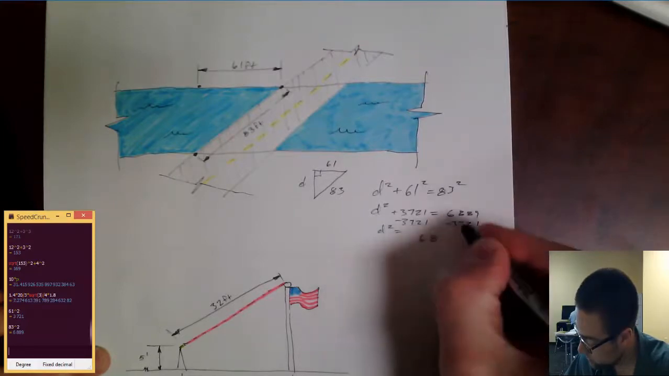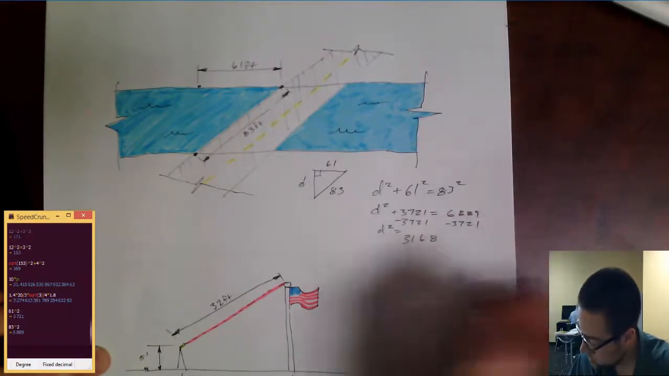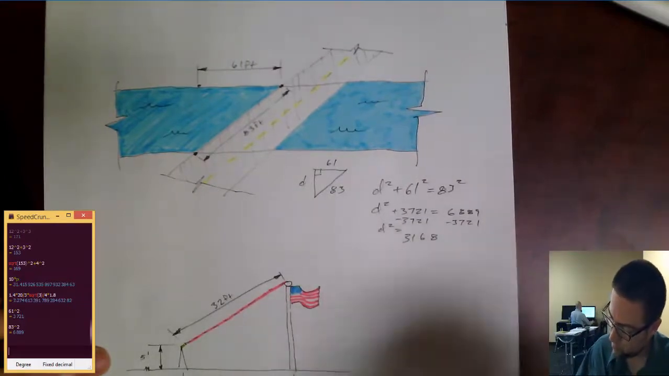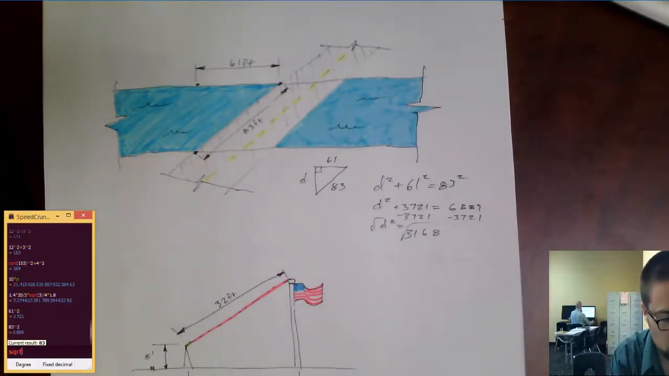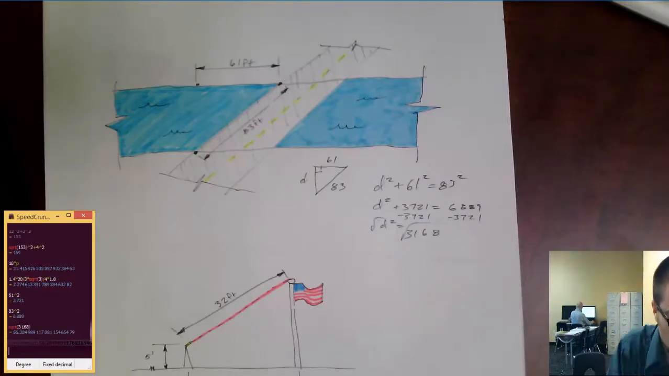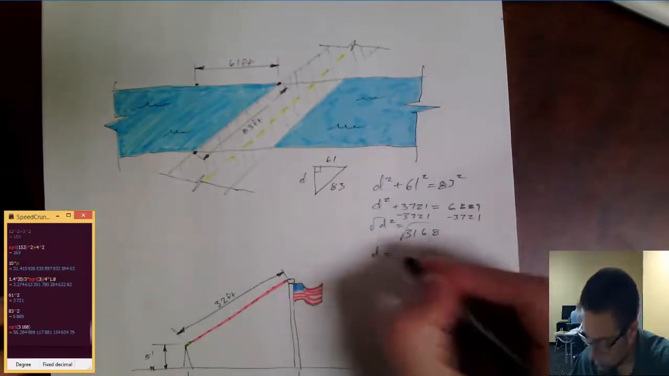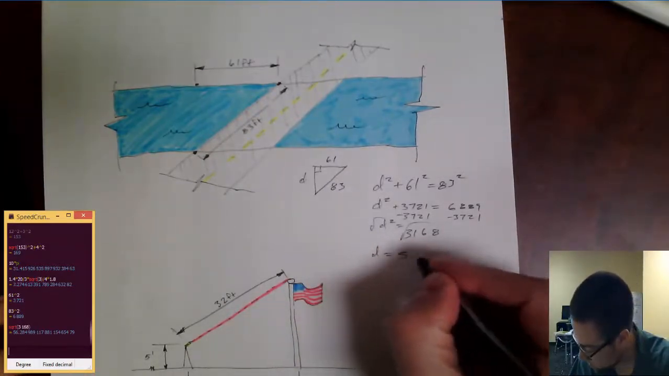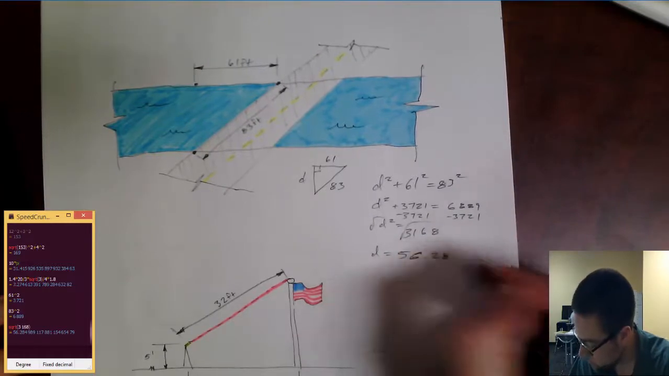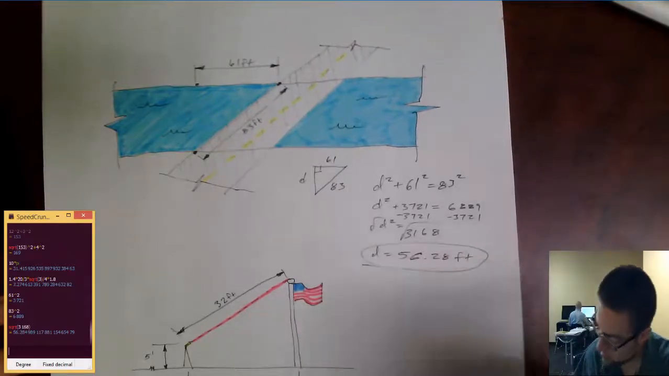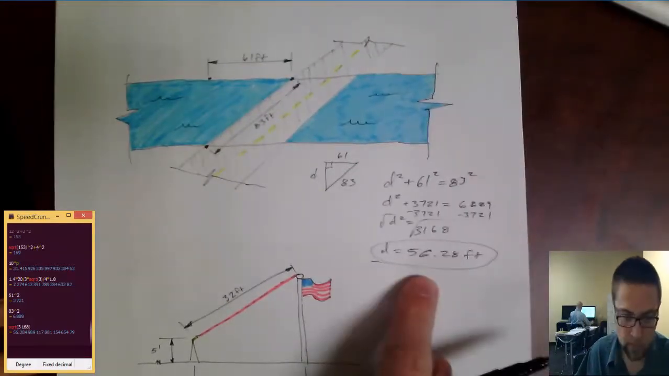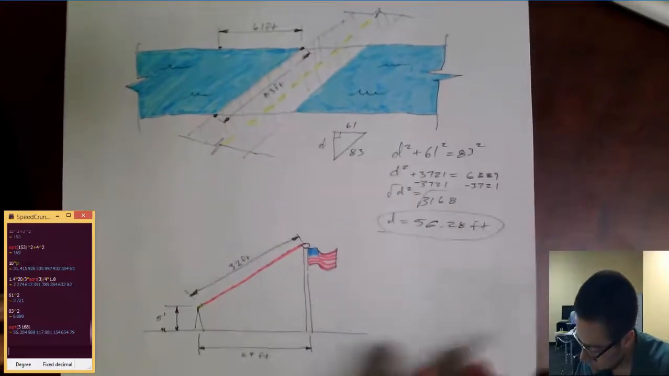and 3168, so square root that. Right, square root both sides. So I just type in square root, SQRT, 3168, and I get a result of 56.28 feet. And that's our distance. Okay, next question.